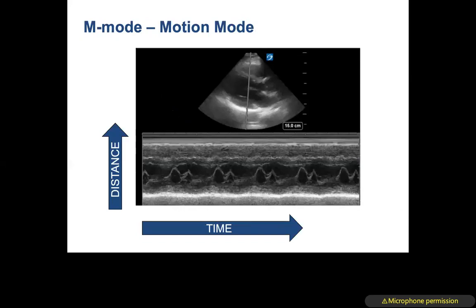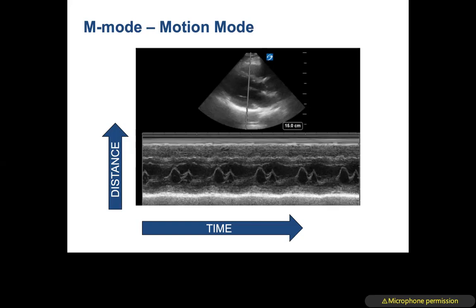M mode is motion mode. What this does is when you hit M mode, a little line will come up on your ultrasound screen. So here you can see it right here. And this is going to take this line and tell you all the motion that's happening along this line. It's going to plot it on this graph here where distance is your y-axis and time is your x-axis, and it's going to show you all the motion in that line.